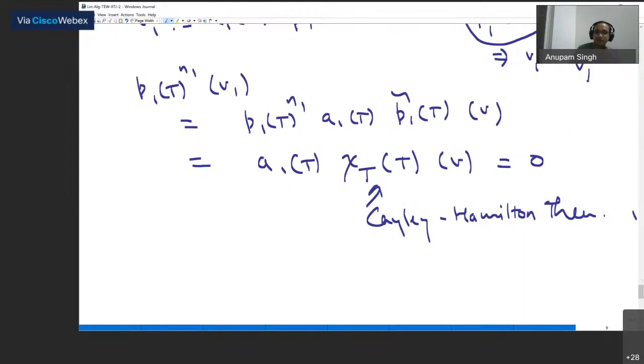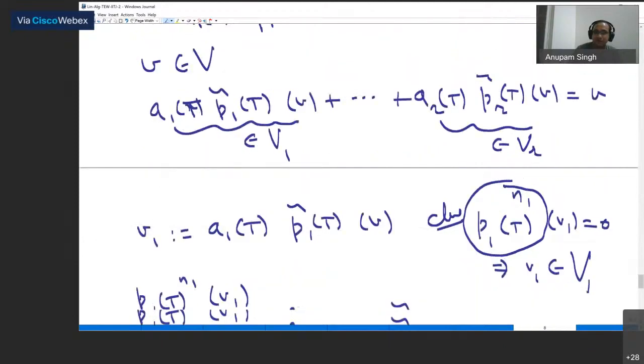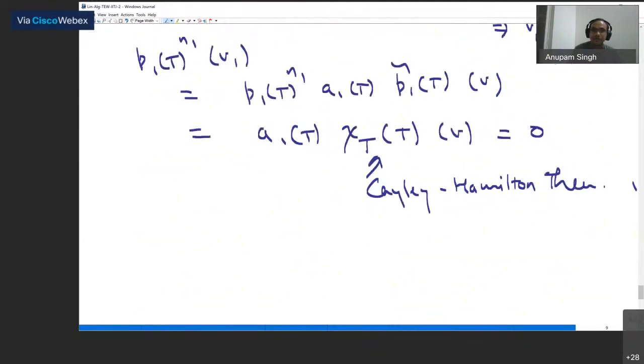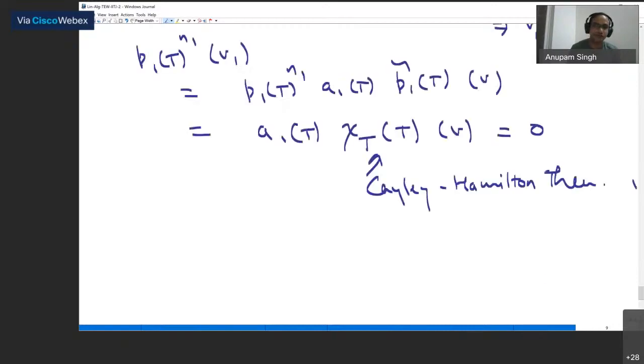So what I do in this equation, the same way I can prove that this element is supposed to be in V1 and this element is supposed to be in VR. So I have written any vector V as a sum of elements from V1, V2, VR. So this also proves that V is a direct sum of Vi. I hope this is clear. So what we have proved just now is that V is a direct sum of Vi.